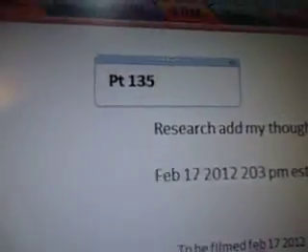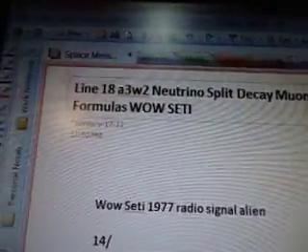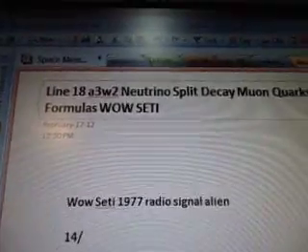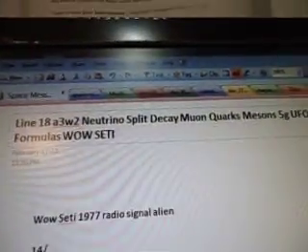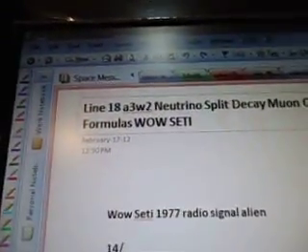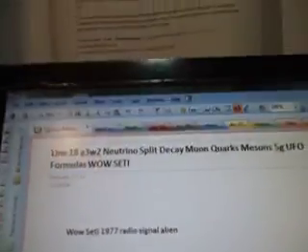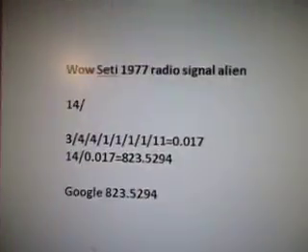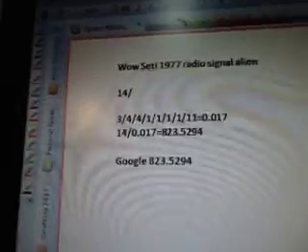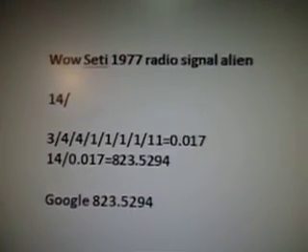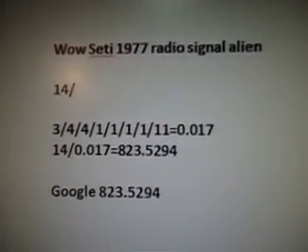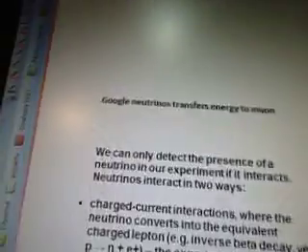Okay, this is part 135, line 18A, neutrino split decay muon quarks mesons 5G UFO formulas. Wow Seti. There we go. There's the keywords. Here's our formulas coming up. There's the Wow Seti alien radio signal that I found. And that's the Google number that I used to get this information.